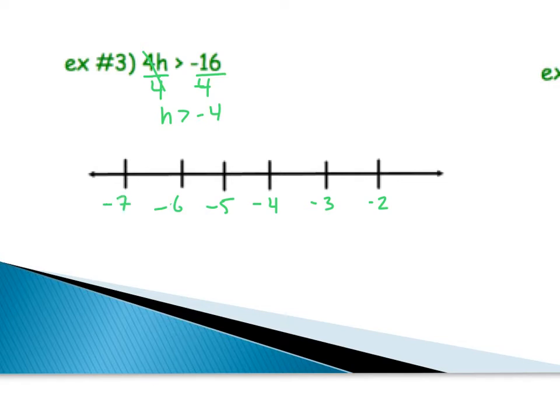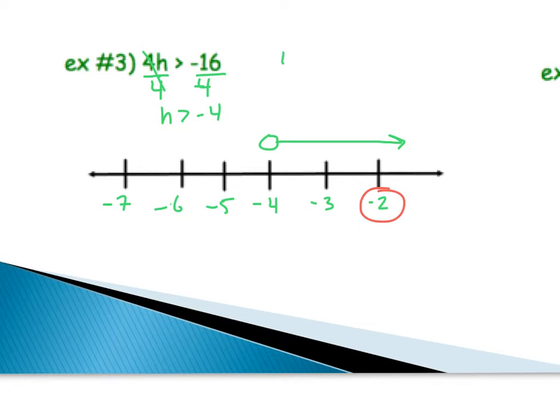Okay, so now when graphing this, I'm going to put my boundary at negative 4. Then I want to know every value that's greater than negative 4. So greater than is always going to go to the right in this case, and therefore we're saying any value in that direction is going to be greater than negative 4. To check our answer, let's choose a value. Let's choose negative 2, and let's plug it into our original equation.